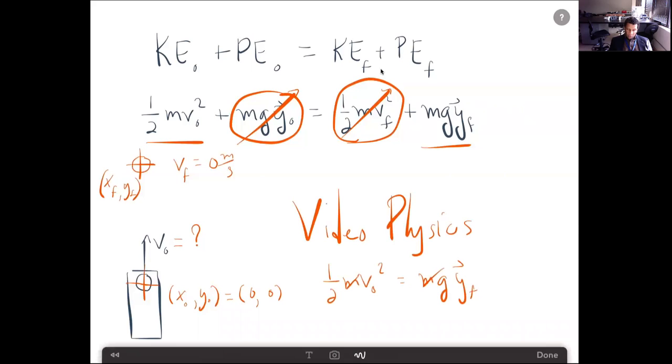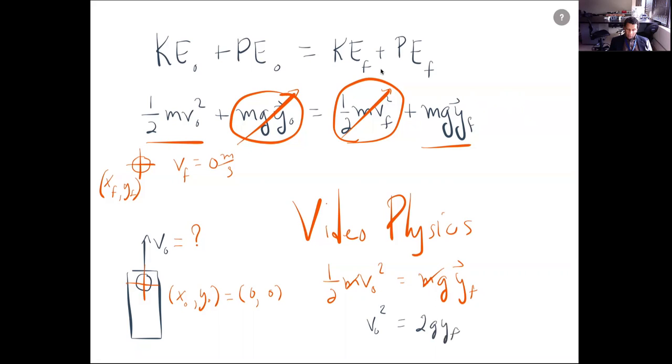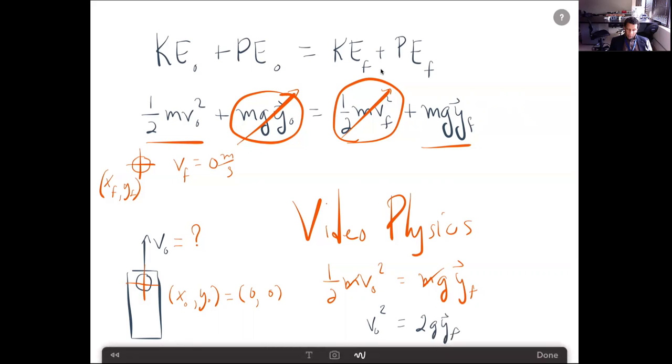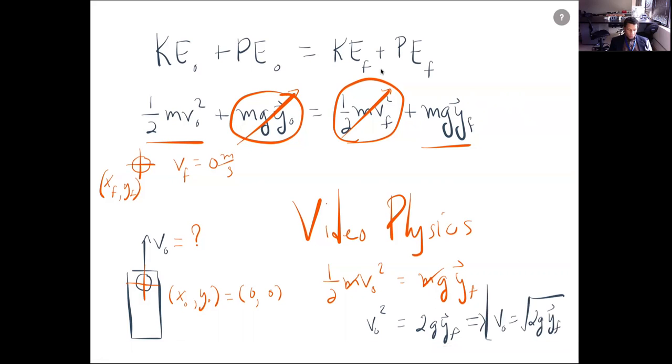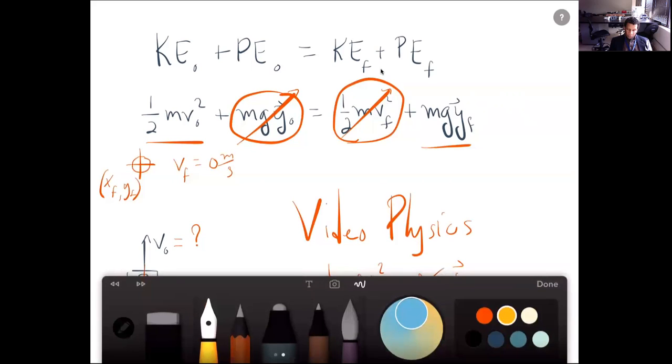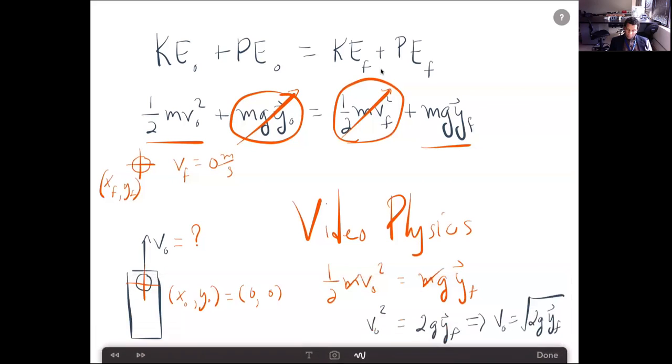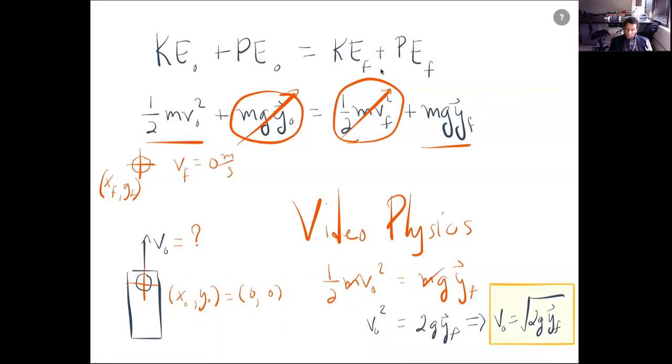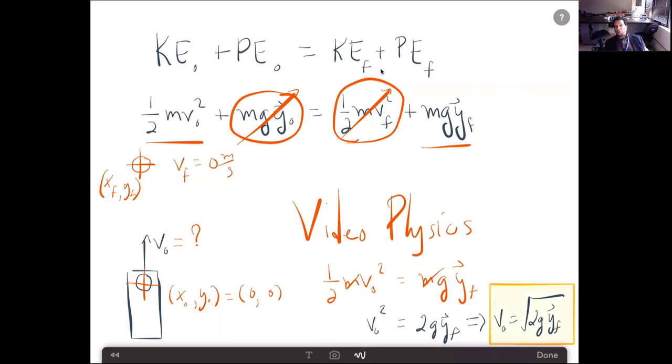And we end up with v naught squared equals 2 g y_f. And this implies that v naught is just equal to the square root of 2 g y_f. This is the theory that we're going to be utilizing. We're using these ideas, but this is the equation that we're going to use to produce our initial velocity.